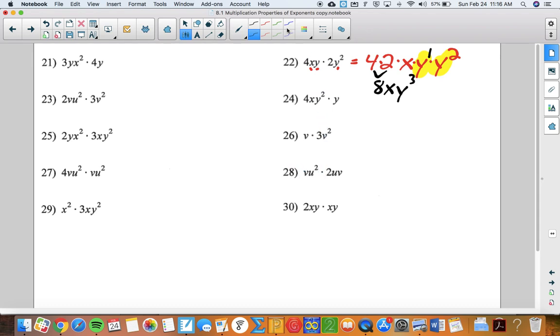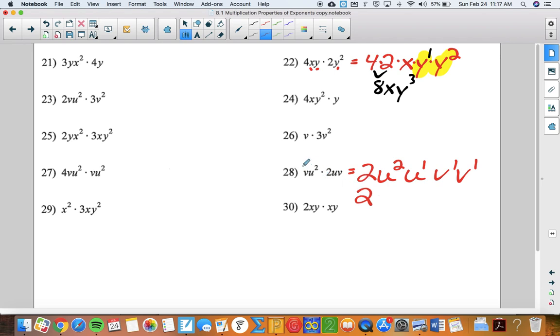Let's try number 28. Number 28, there's only one coefficient out in front, one number. So I'm going to put that first, and then let's see, u comes first in the alphabet. So I have u squared and u to the 1. And I'm going to actually write the 1 up there. And then v comes next, so I have a v and a v, v to the 1, v to the 1. Make sure you put a tail on the u so you can tell the difference between your u's and your v's. So I just bring that coefficient of 2 down.